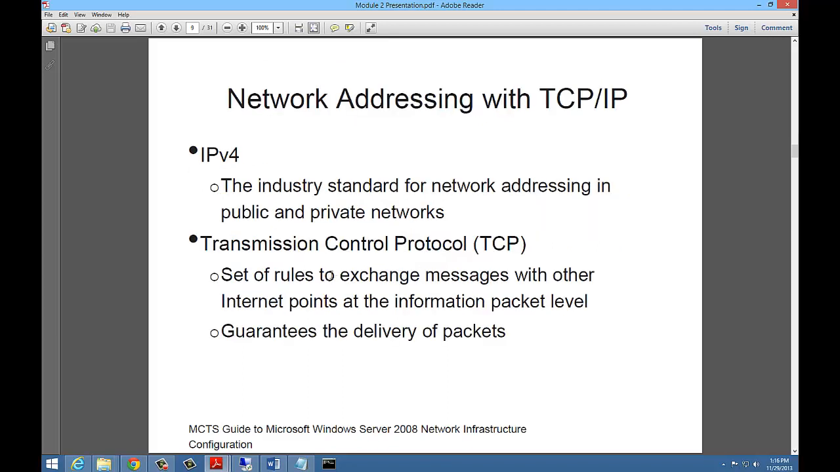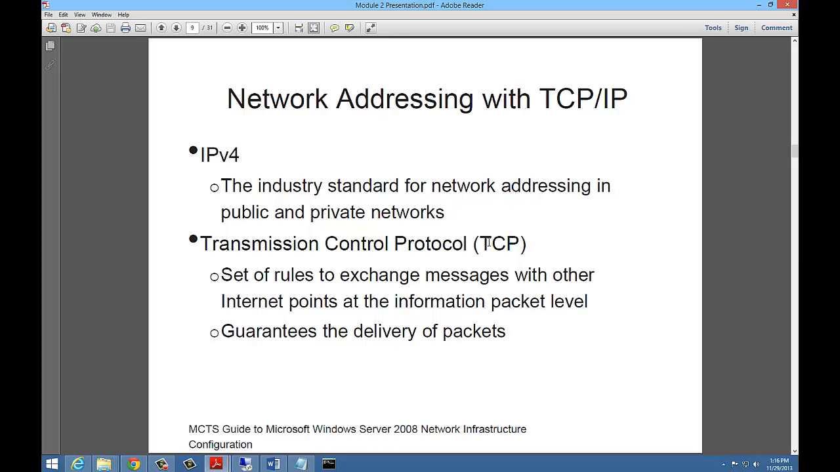IP version 4, the industry standard for network addressing. We are running out of IPv4 addresses, and I'll tell you why shortly. But this is the one that we are still mostly using, although we are transitioning over to IP version 6, which we will talk about at length shortly as well.